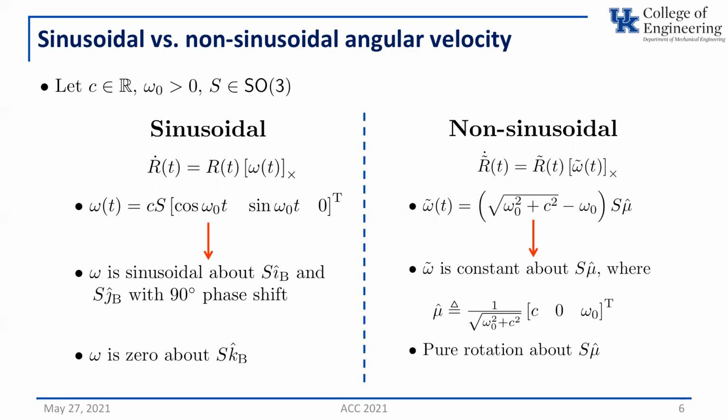Next, we consider the rotation R tilde caused by the non-sinusoidal angular velocity omega tilde about the axis S mu hat. It has a constant amplitude. Both the amplitude and the axis of omega tilde are functions of c and omega sub 0. This angular velocity results in a pure rotation R tilde about the axis S mu hat. Next, we compare the rotation due to these two different angular velocities.